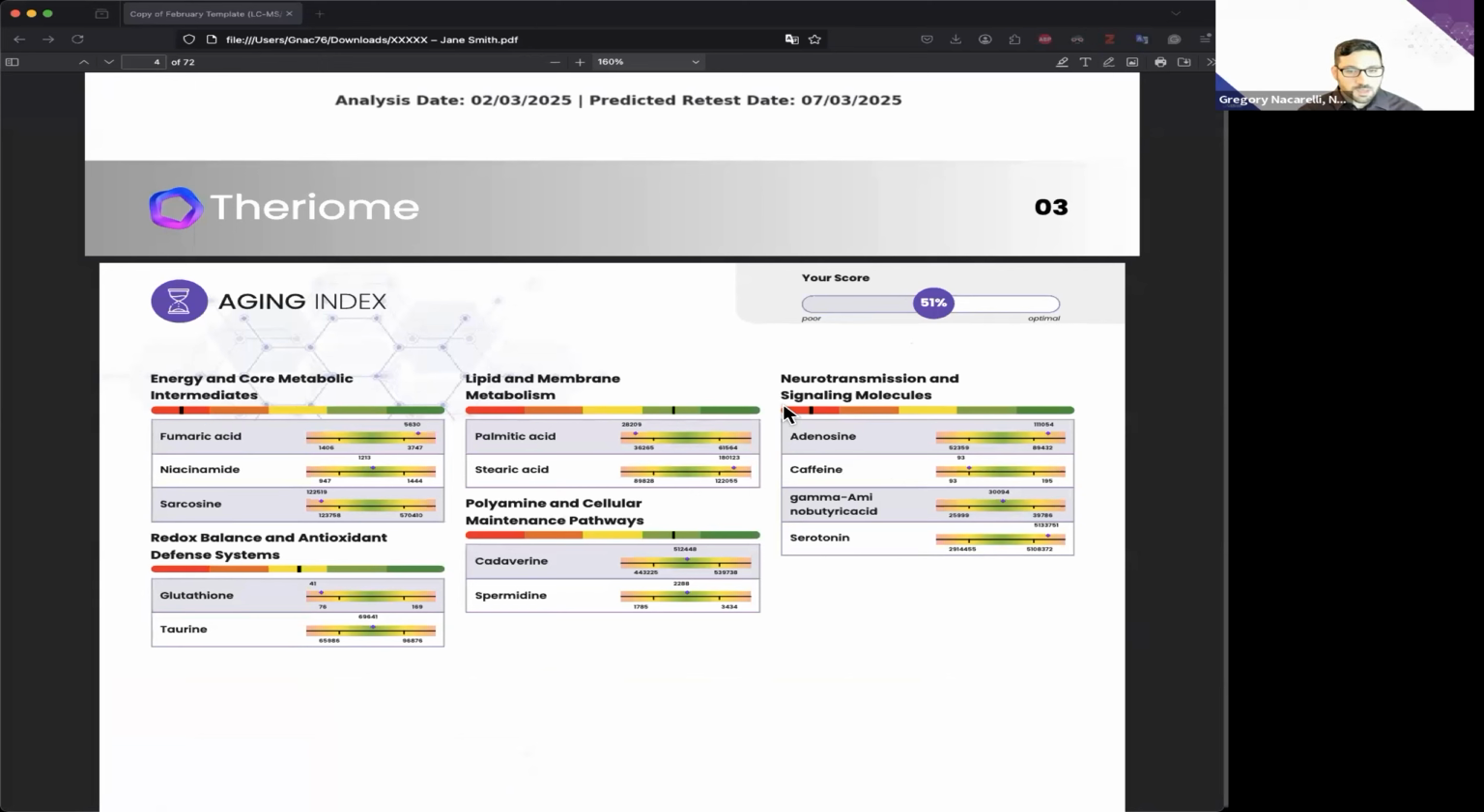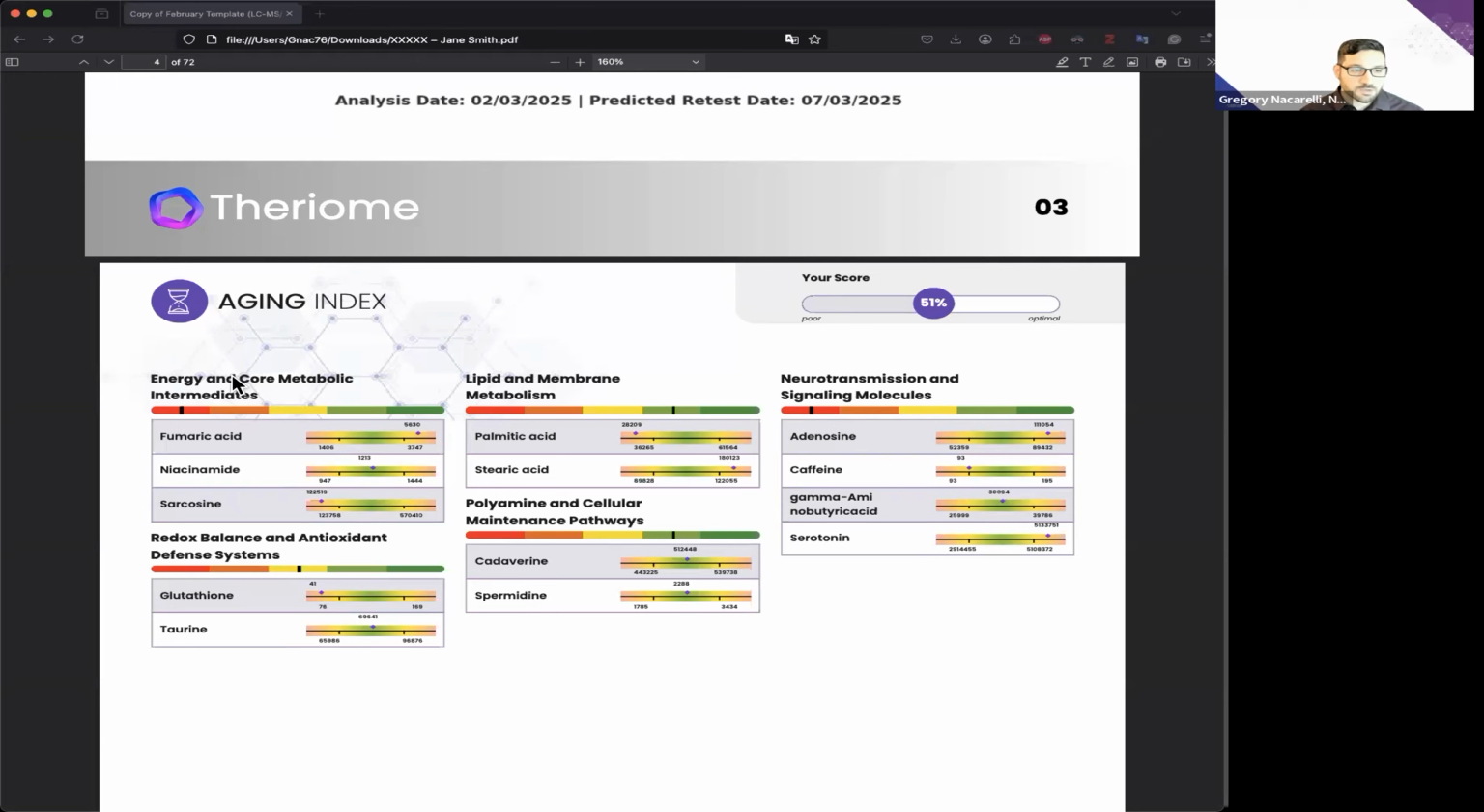Below this are the subdomains. The subdomains are where the metabolites are housed. No metabolite is specific to an individual domain. There's crossover between the domains, and so each superdomain will have various subdomains.